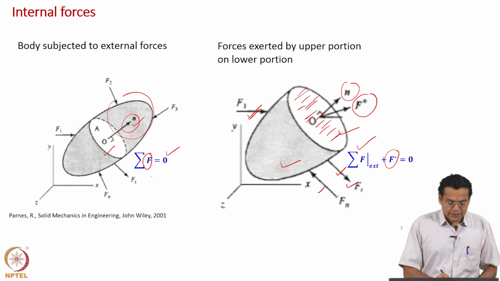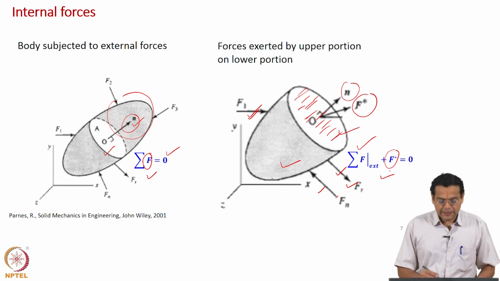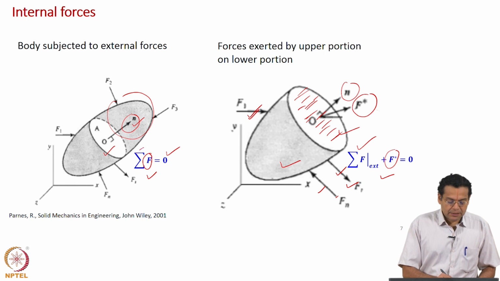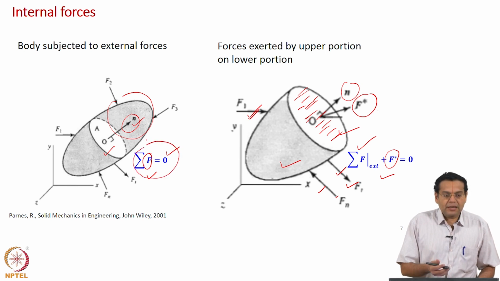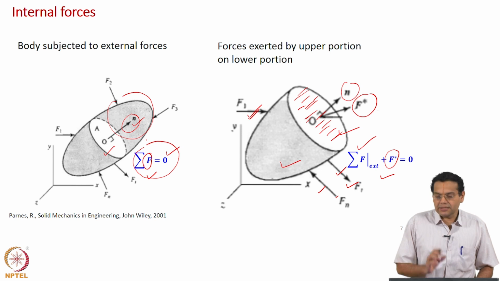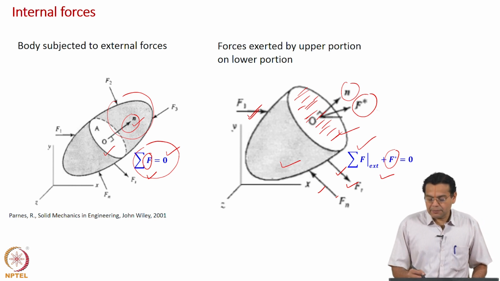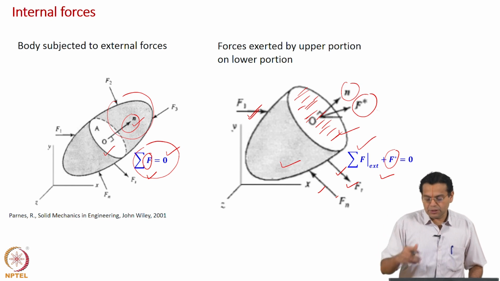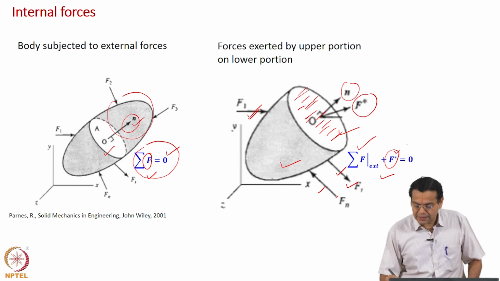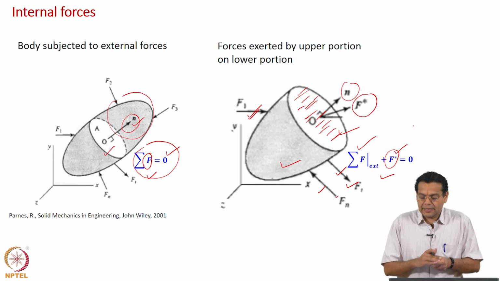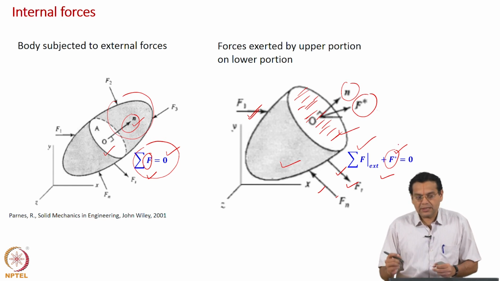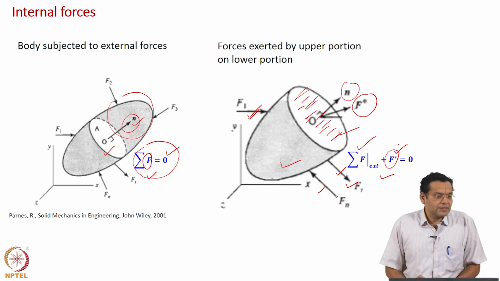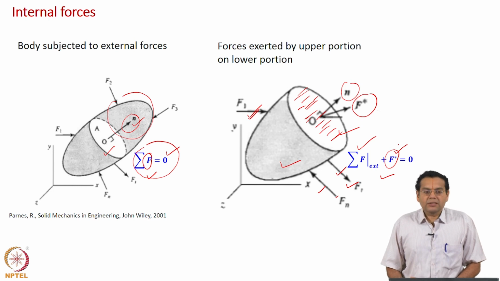The difference between this expression and this expression is that because we are writing the equilibrium relationship for the entire object, you do not have any internal forces. Because we are analyzing a part of it, we are accounting for the forces exerted by the upper portion on the lower portion, and representing it as though it is distributed over the entire area, as one resultant force F star. I would like to mention that in the analysis we are going to discuss, we are not going to discuss moments.